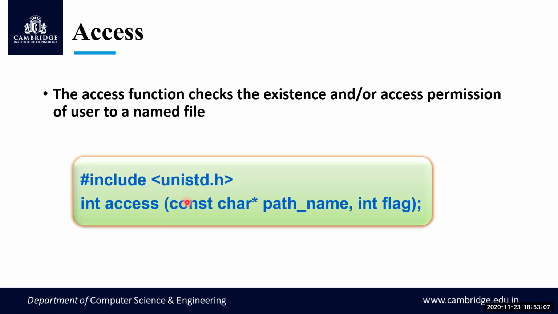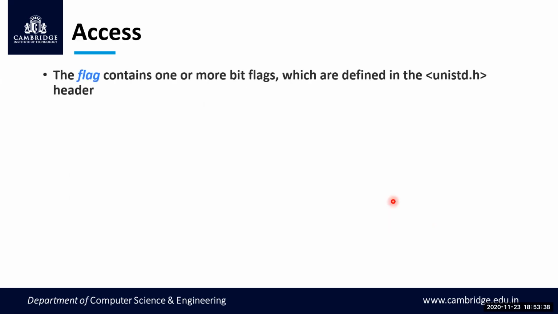The syntax or prototype for the access function is: #include <unistd.h>, int access, const char pointer pathname, and int flag. All these modes, read-write modes, are defined in unistd.h, and the access function is also defined in unistd.h. And pathname is nothing but the file path name, the complete path name, an absolute path name or a relative path name. And we have a second argument, an int flag. Let's see what the int flag is.